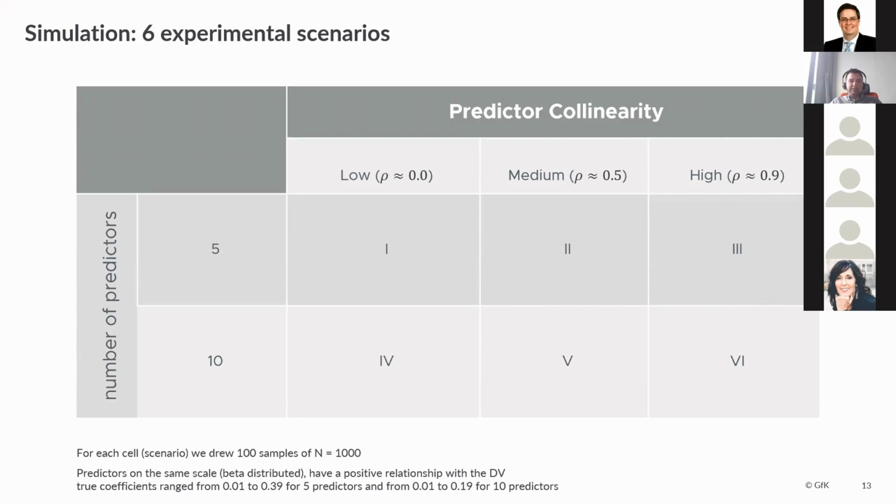I have tested 6 scenarios: 5 or 10 predictors included in the model, and 3 versions of correlation magnitude, low, medium, and high. For each scenario, I repeated 100 times sampling of 1,000 observations. Observations were sampled in that way to ensure the similarity between the simulated data and the data with which we work daily in terms of shape of distributions, not only normal distributions, but also skewed ones. The results of comparison will be presented in this template for each cell of the 6 scenarios.